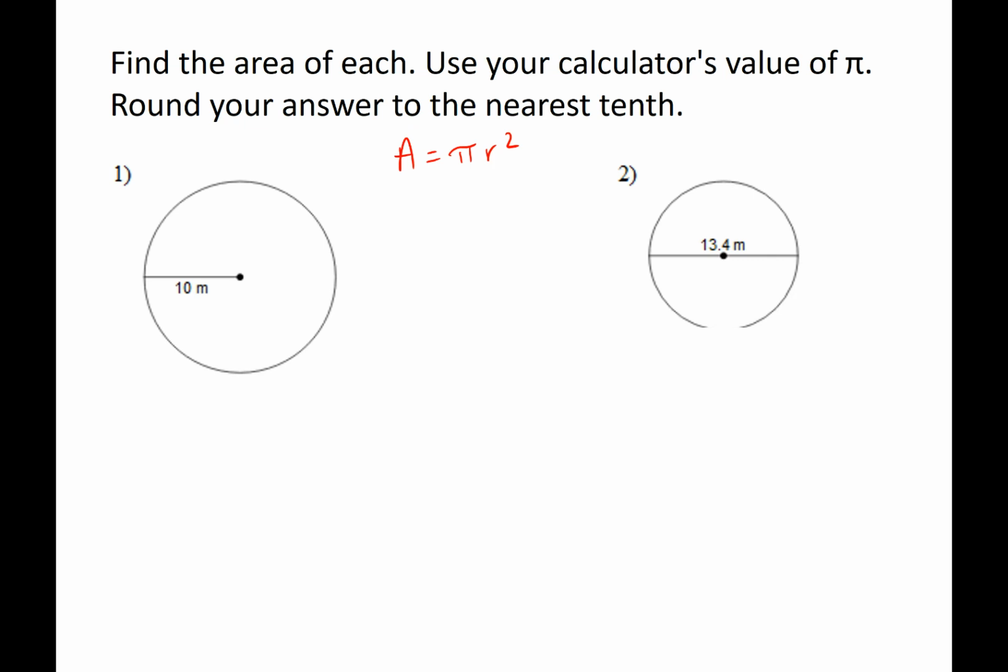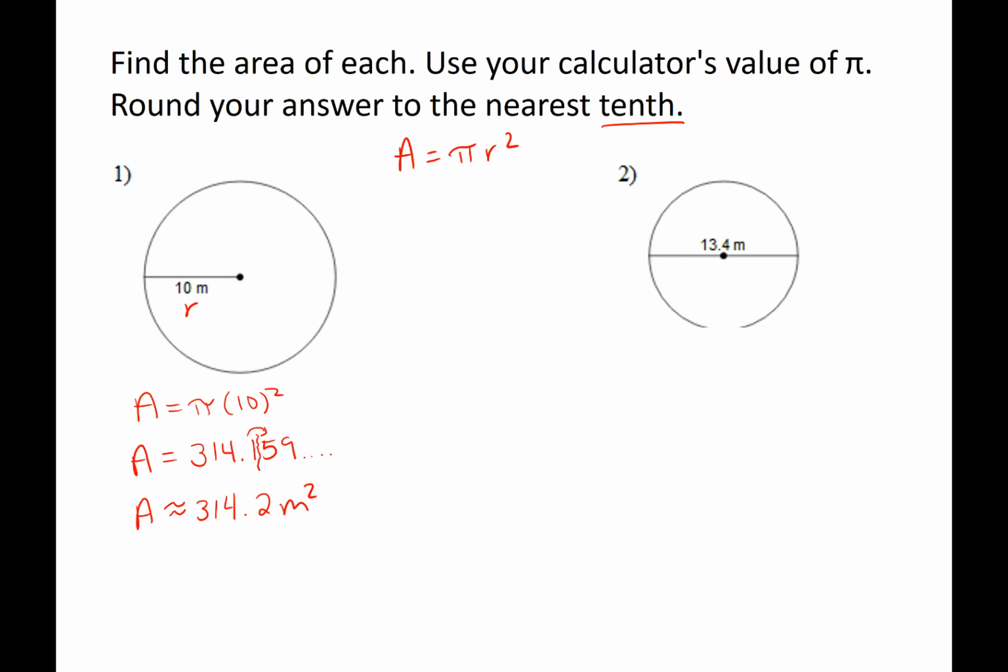All right, so this first one, number 1, my radius is 10. It is given to me, so all I do is plug that in. Area equals pi times 10 squared. Put that into my calculator, and we get area equals 314.159, and so forth. This says round to the nearest tenth, so that means 1 decimal place. So I would be looking back at the 5 and saying, okay, I need to round up. So area is approximately 314.2. And I'm sorry, units, we have meters squared.